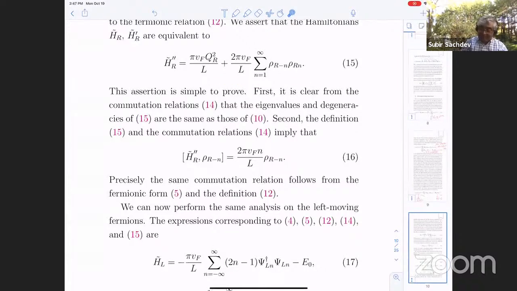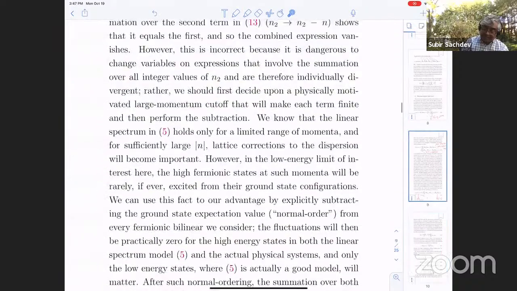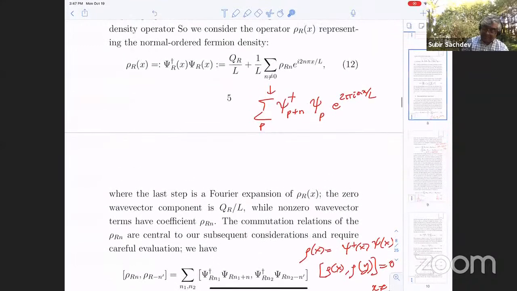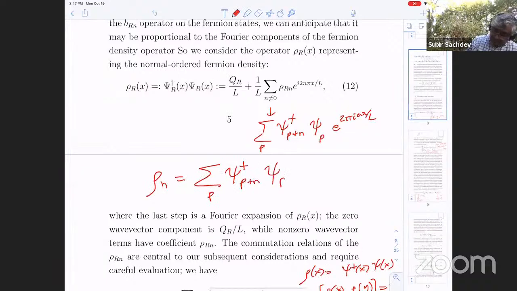And now I have more than I had when I started. Not only have I already shown earlier that the spectrum was the same, now I also have the connection between the operator rho and psi. I can write rho in terms of psi. You just do the Fourier components on both sides of this equation and you'll get rho in terms of psi, which is written right here. Maybe I should write it out as something like rho n, up to some factors, psi dagger p plus n psi p, with some factors here which I haven't written out.